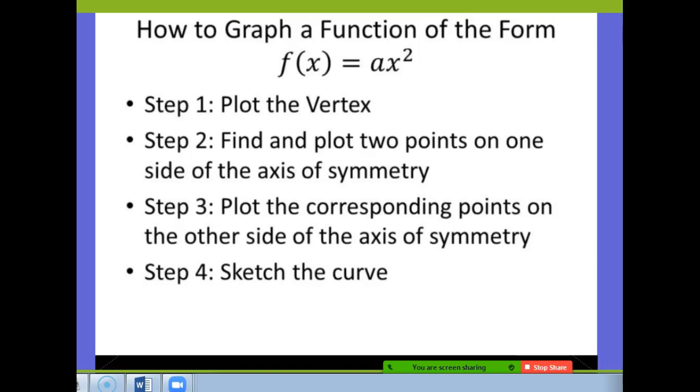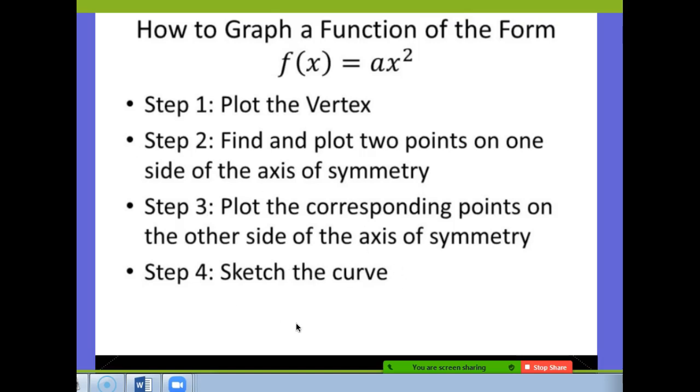So just like absolute values, we're going to talk about what the a value of a quadratic does to its graph. How we graph quadratics is starting with the vertex. We're always going to graph the vertex. Then we're going to graph our points to the right of the vertex, and then we're going to use symmetry to pass the points to the left. And then we're going to connect our curve.